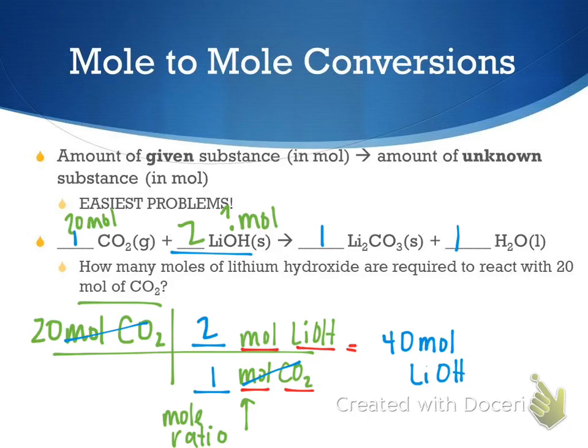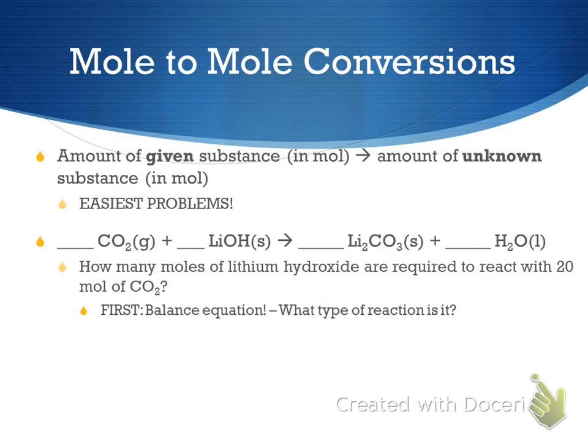Is our answer reasonable here? The ratio to begin with was that we needed twice as many moles of lithium hydroxide. And if we started with 20 moles of carbon dioxide, it should make sense to us that we need 40 moles of lithium hydroxide. Yes or no? Feeling good about that? So in our mole to mole conversions, our T-chart is extremely simple. It's 1 mole to the other. That's it. All right, let's try another.